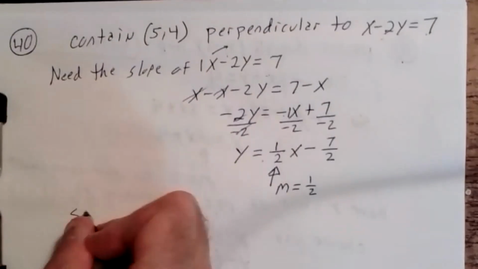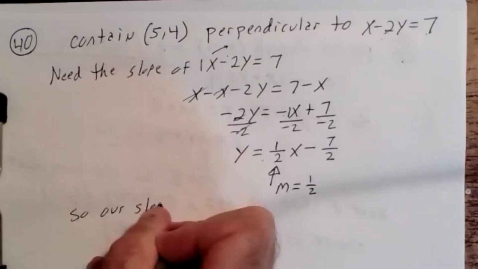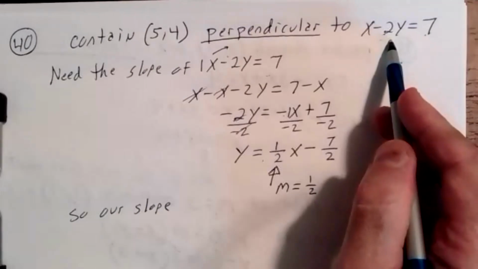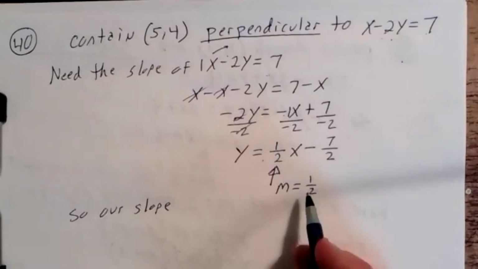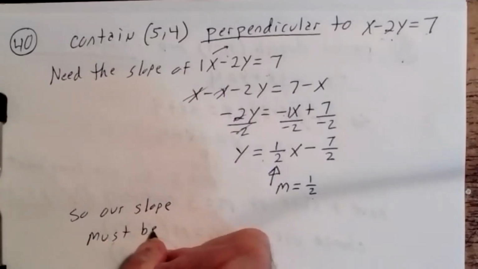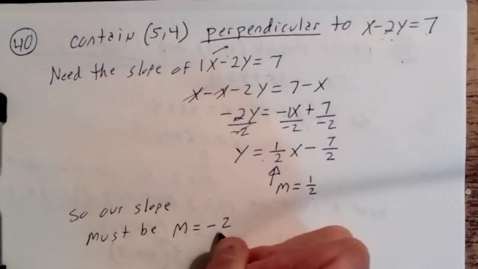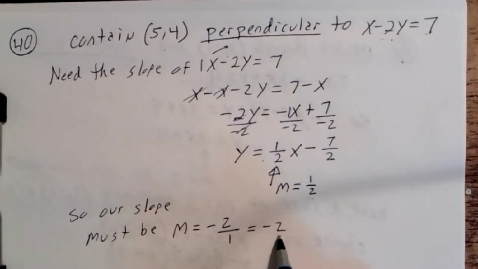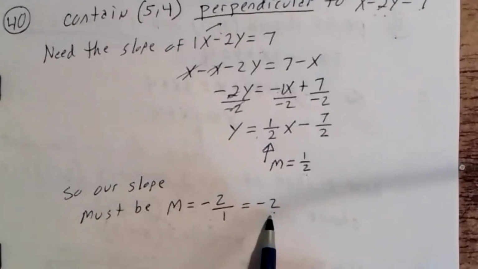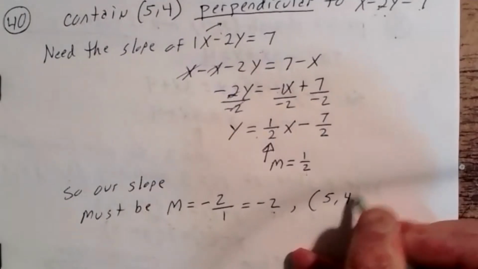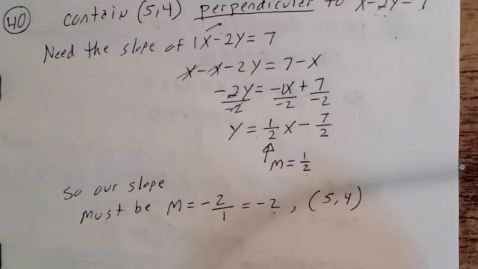1/2. So our slope must be what, ladies and gentlemen? Since our line is to be perpendicular to this line, what must its slope be? That's right, it's got to be the negative reciprocal of this. So our slope must be negative 2 over 1, or you could just say negative 2. Negative 2 is the negative reciprocal of 1/2. So now we know the slope of our line must be negative 2, and we know our line contains the point what? (5,4). So now we should be able to write the equation of our line.